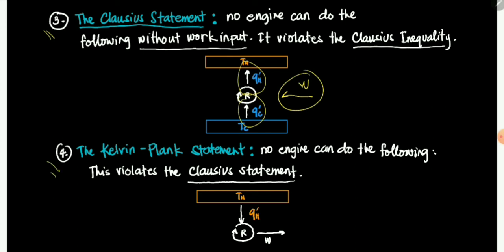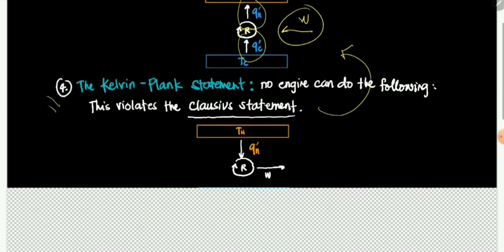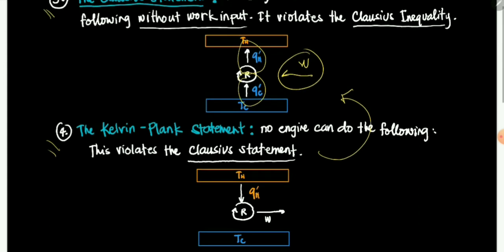Okay? So, next is the Kelvin-Planck statement. So, based on the Kelvin-Planck statement, no engine can do the following. It violates the Clausius statement. So, ano naman yung hindi pwedeng gawin ng mga heat engines? So, the heat engine cannot convert all the heat to work at 100% efficiency. Kasi nakita na natin dun sa ating Carnot cycle na hindi talaga nako-convert lahat ng heat into work. Some of the heat is released dun sa cold environment based dun sa ating diagram.